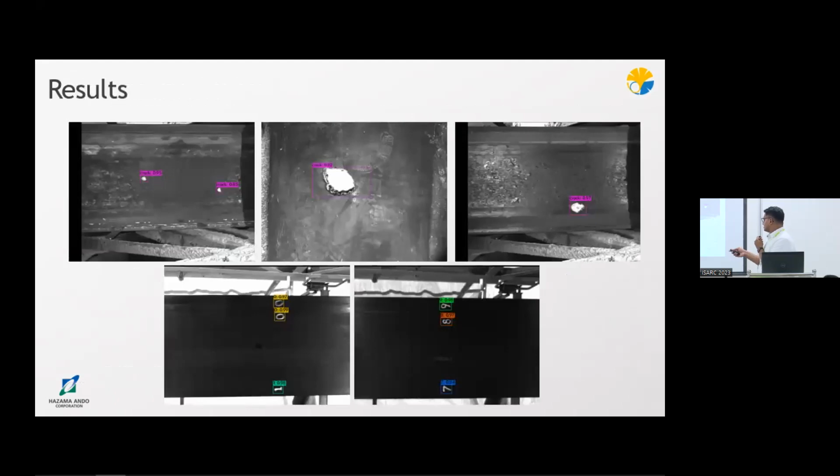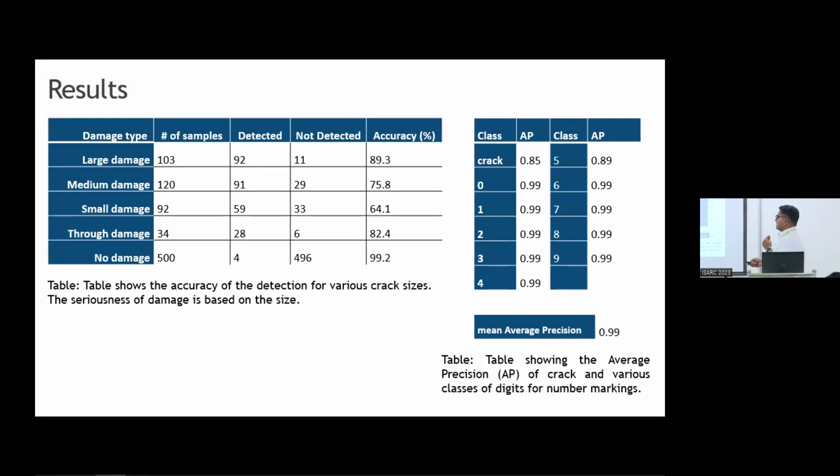So this is the result. You can see the markers here. These are the numbers that we are detecting. These are happening at every meter. And this, for example, is an example of through damage. Then we have some small damages and large size damages as well. The accuracy was fairly good, especially for through damage. It was really good.